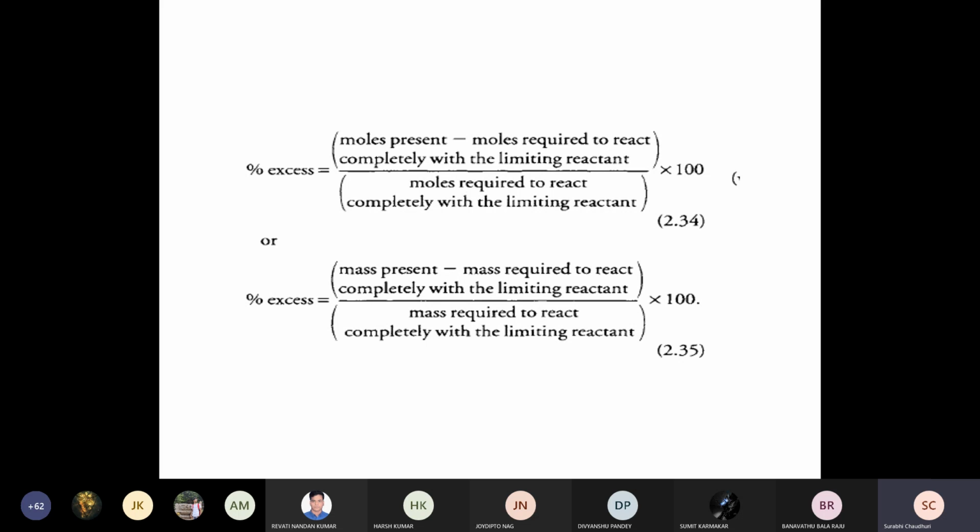And then percentage excess we can calculate both in terms of moles as well as mass. That is, moles present minus moles required to react completely with the limiting reactant, divided by moles required to react completely with the limiting reactant, into 100. Similarly with mass.